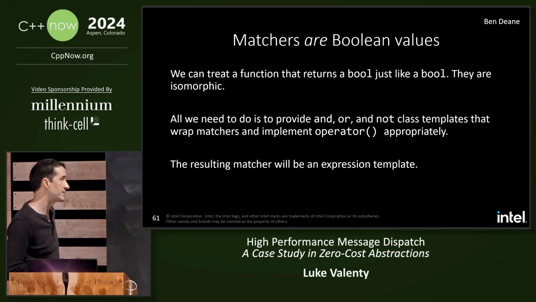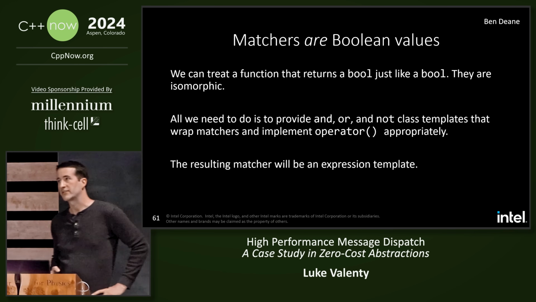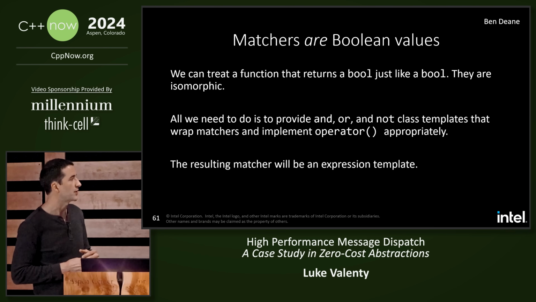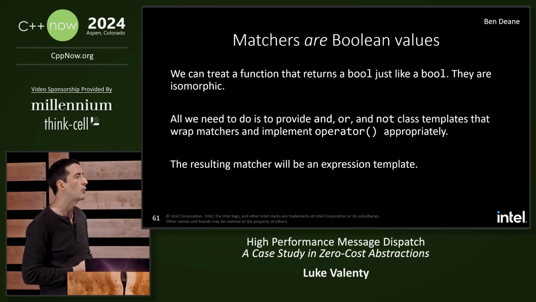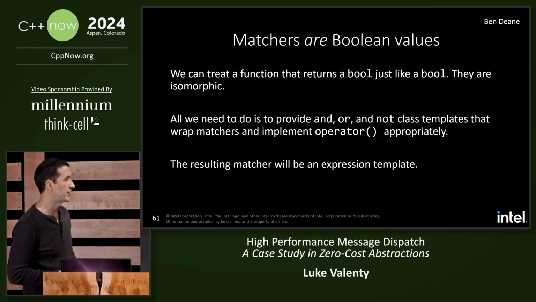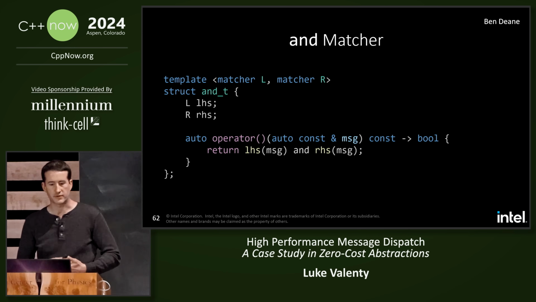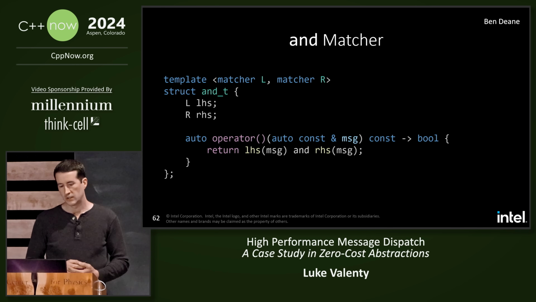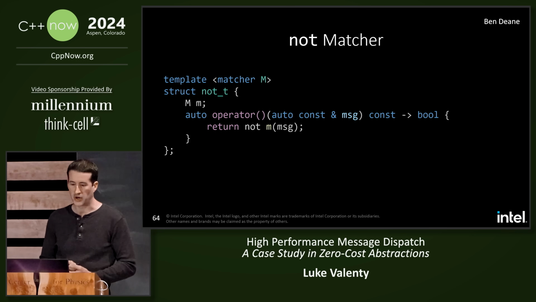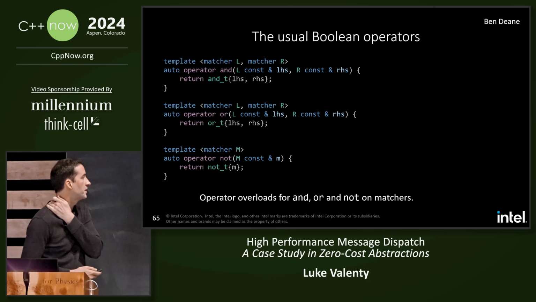But we can also think about matchers as Boolean values themselves. And when you do this, there's a lot of fun math that you can apply to do transforms and extract information that we want, to get performance or other characteristics. The resulting matchers are expression templates. So we can do and, and it's just a composition of the left-hand side and the right-hand side. Then we evaluate both sides and return the and of the result. And the same thing for or, and same thing for not. And then we overload the operators so that we can compose these in a nice way.